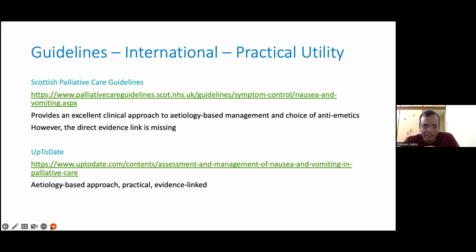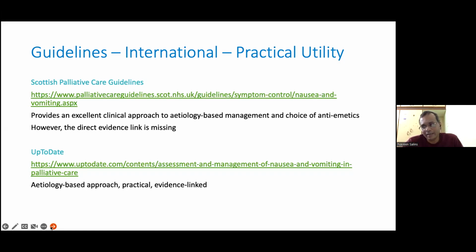Of the guidelines, the one I felt was most useful was the Scottish palliative care guidelines. I provided the link here. As I told earlier, I'm going to share the presentation so you could go into the link. This Scottish palliative care guideline provides a good clinical approach on how to manage nausea and vomiting, and it has an etiology-based management. So if this is what is causing nausea in a palliative care setting, you could use this, and it justifies the choice of antiemetics, although the direct evidence link is missing.